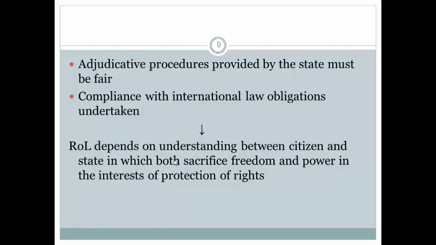Lord Bingham ultimately says that the rule of law depends on an understanding between the citizens and the state, in which they both have to give and take some. And the reason why they give and take is because they ultimately agree that this is in the best interest of the protection of rights.